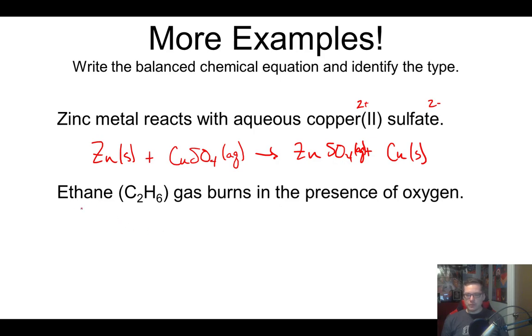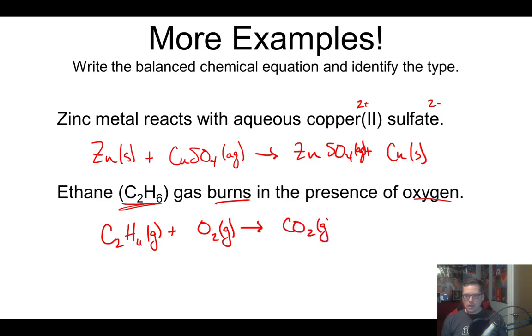All right, pretty fun. All right, ethane gas burns in the presence of oxygen. So you should recognize right away that this is a hydrocarbon. So that should tell you, and it's burning in the presence of oxygen. All right, so C2H6, and it says it's a gas. That's nice. Burns in the presence of oxygen. So that's our O2 gas. You should see right away this is a combustion reaction. So we always make CO2 gas and H2O. And we know H2O is a liquid at room temperature.